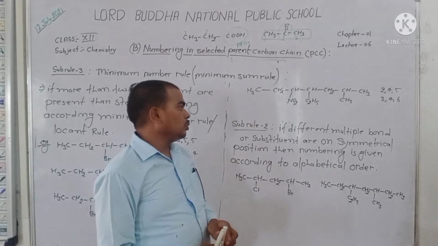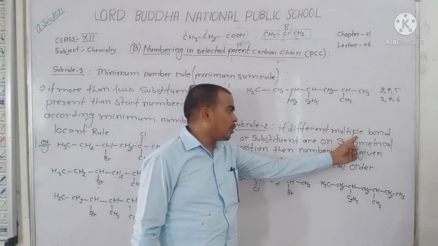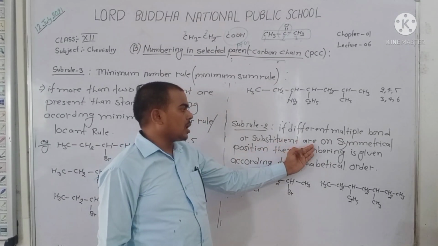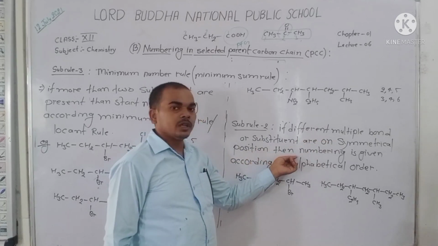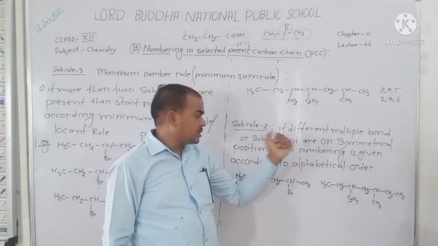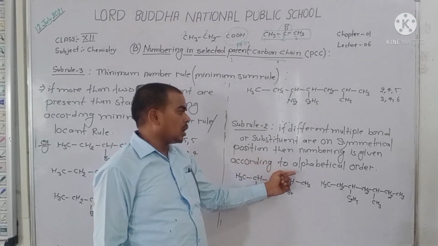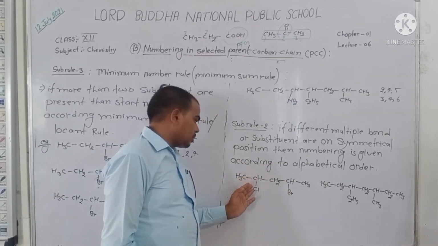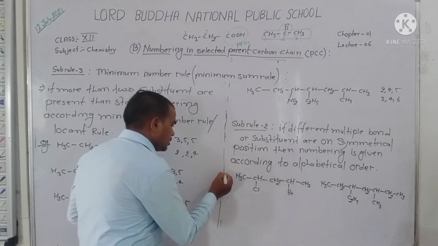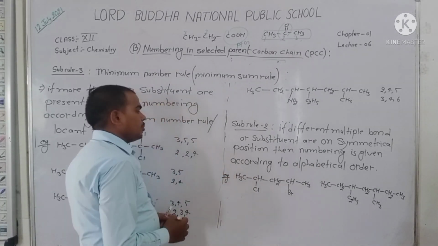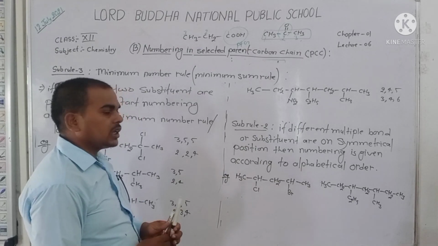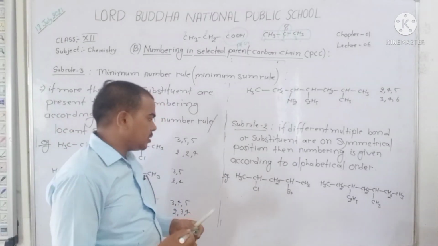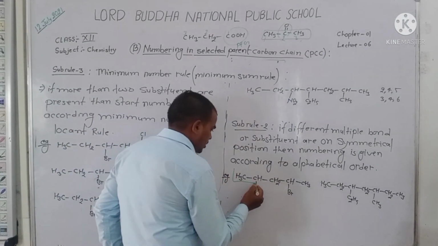Dear student, now discuss subrule 2. According to subrule 2, if different multiple bonds or substituents are on symmetrical positions, then numbering is given according to alphabetical order. That means, for example, for this example, first you select a PCC. The PCC is here.